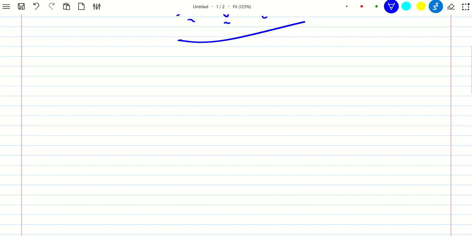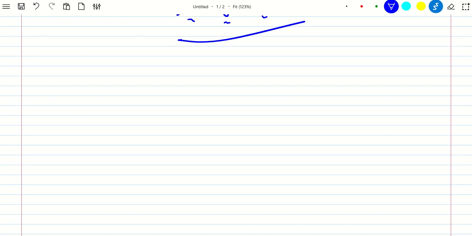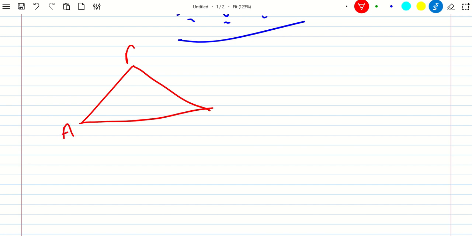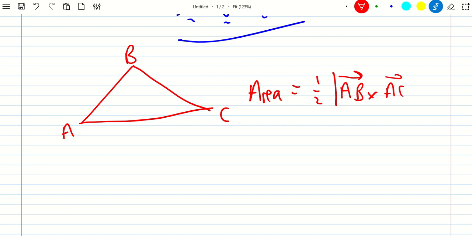One of the interesting applications of a cross product is that if you have any triangle ABC that looks like that, then the area is equal to half of AB cross AC.